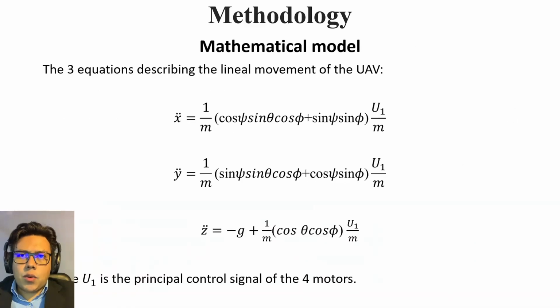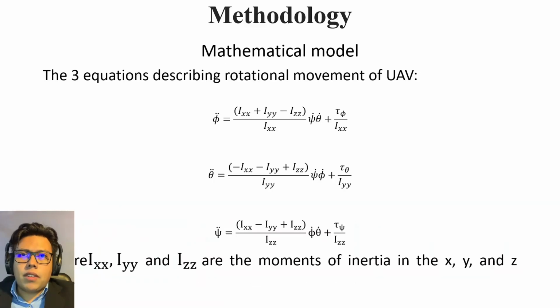The three equations describing the linear movement of the UAV are explained below. M is for mass, U is the principal control signal for the four motors, and G is for gravity. The equations that describe the rotational movement of the UAV are shown below. The angles shown are related to each of the axes.